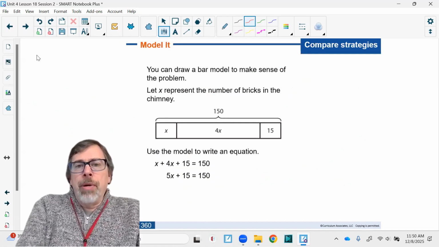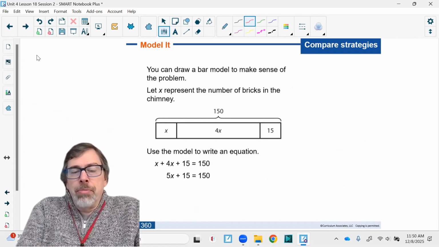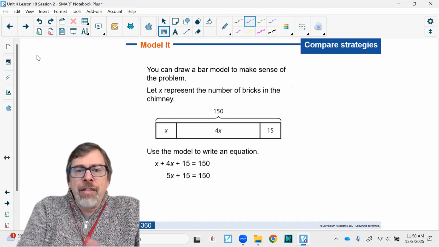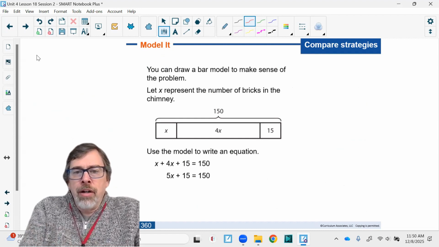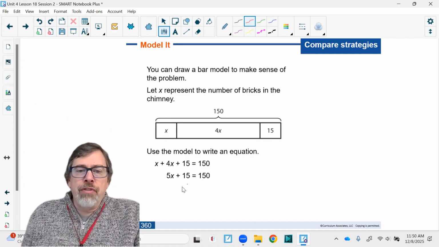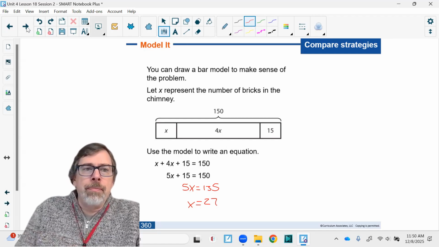To model it, you can draw a bar model to make sense of the problem. Let X represent the number of bricks in the chimney. I use B for bricks. The total on this bar is 150. We have X, and then we have 4X, the chimney, the arch, 4 times X, and then we have the 15 surplus. So doing this model here, you get X plus 4X plus 15 equals 150, 5X plus 15 equals 150, and then you'd subtract 15 from both sides and get 5X equals 135, and divide both sides by 5 and get X equals 27. Okay, so that's how we did it.